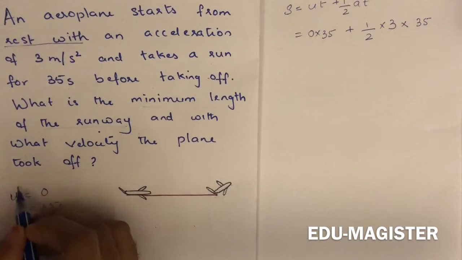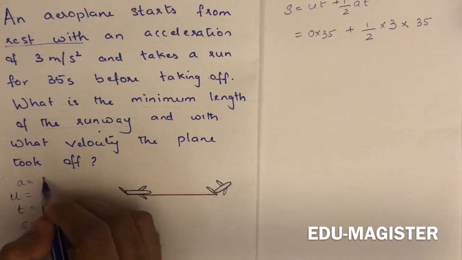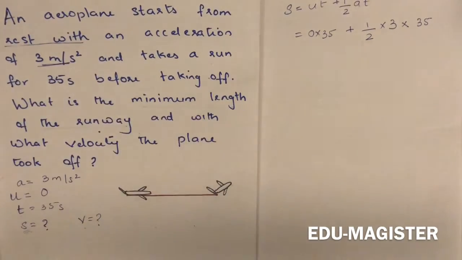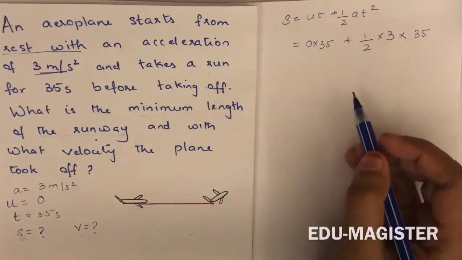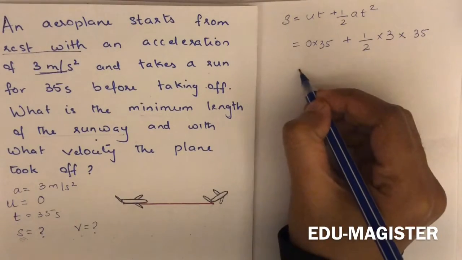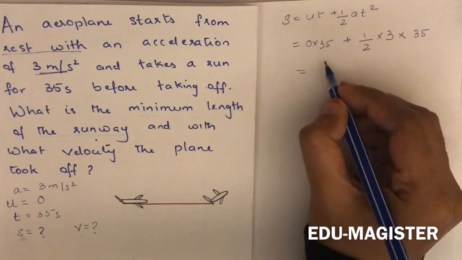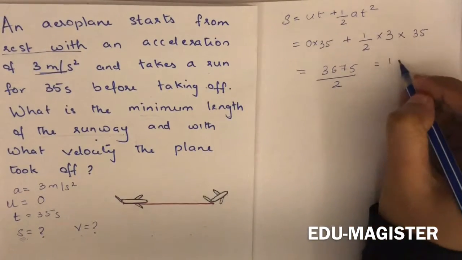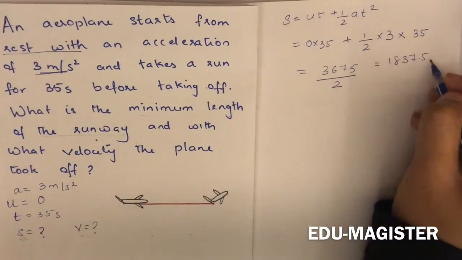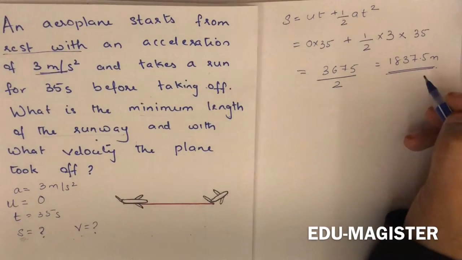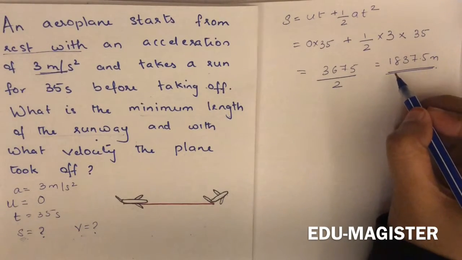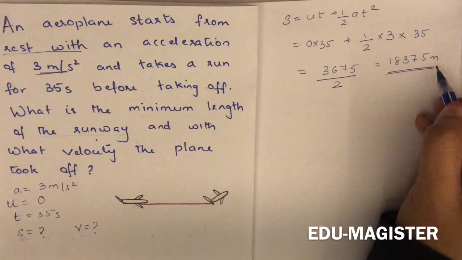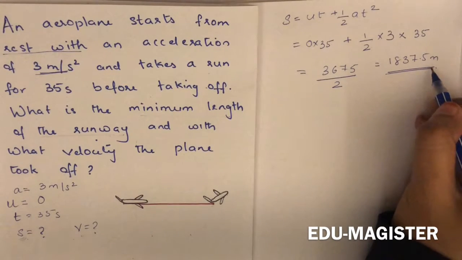I actually forgot to write the acceleration of the aeroplane here. It's a is equal to 3 meters per second square. It is given here. Now if we calculate here, it is 3675 by 2, which is 1837.5 meters. So the distance moved by the aeroplane on the runway is 1837.5 meters.